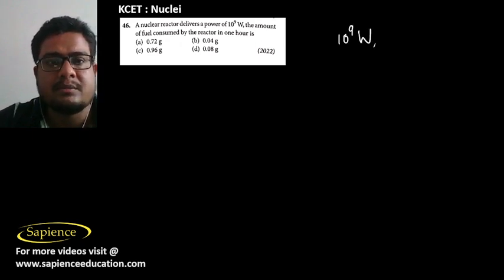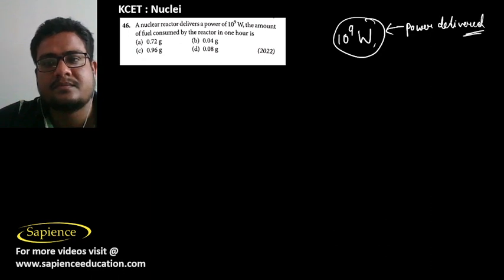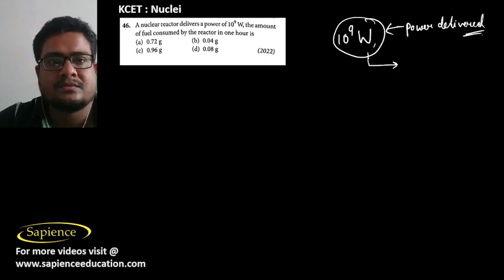Question number 46, it is told a nuclear reactor delivers a power of 10 power 9 watt. The amount of fuel consumed by the reactor in 1 hour is asked. So 10 power 9 watt is the power delivered.